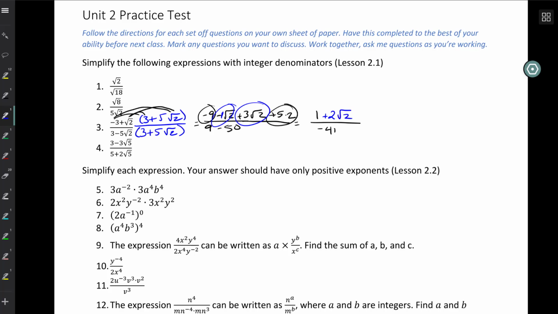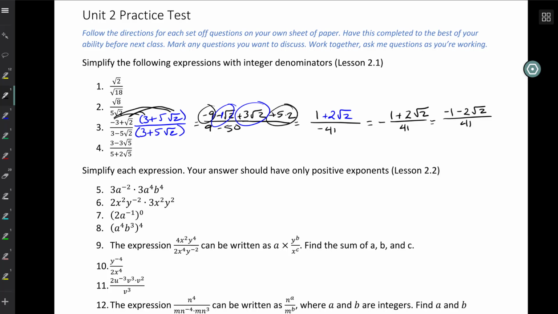So we now have 1 plus 2 square root of 2 over negative 41, but we don't put negatives in the denominator. So really you can just put the negative on the entire fraction, and it's going to be negative 1 plus 2 square root of 2 over 41. Or the other way we could see that is to put the negative on each term in the numerator. Since both of those are positive, they both turn negative. That's another way we can look at it. So those two things are equivalent statements.